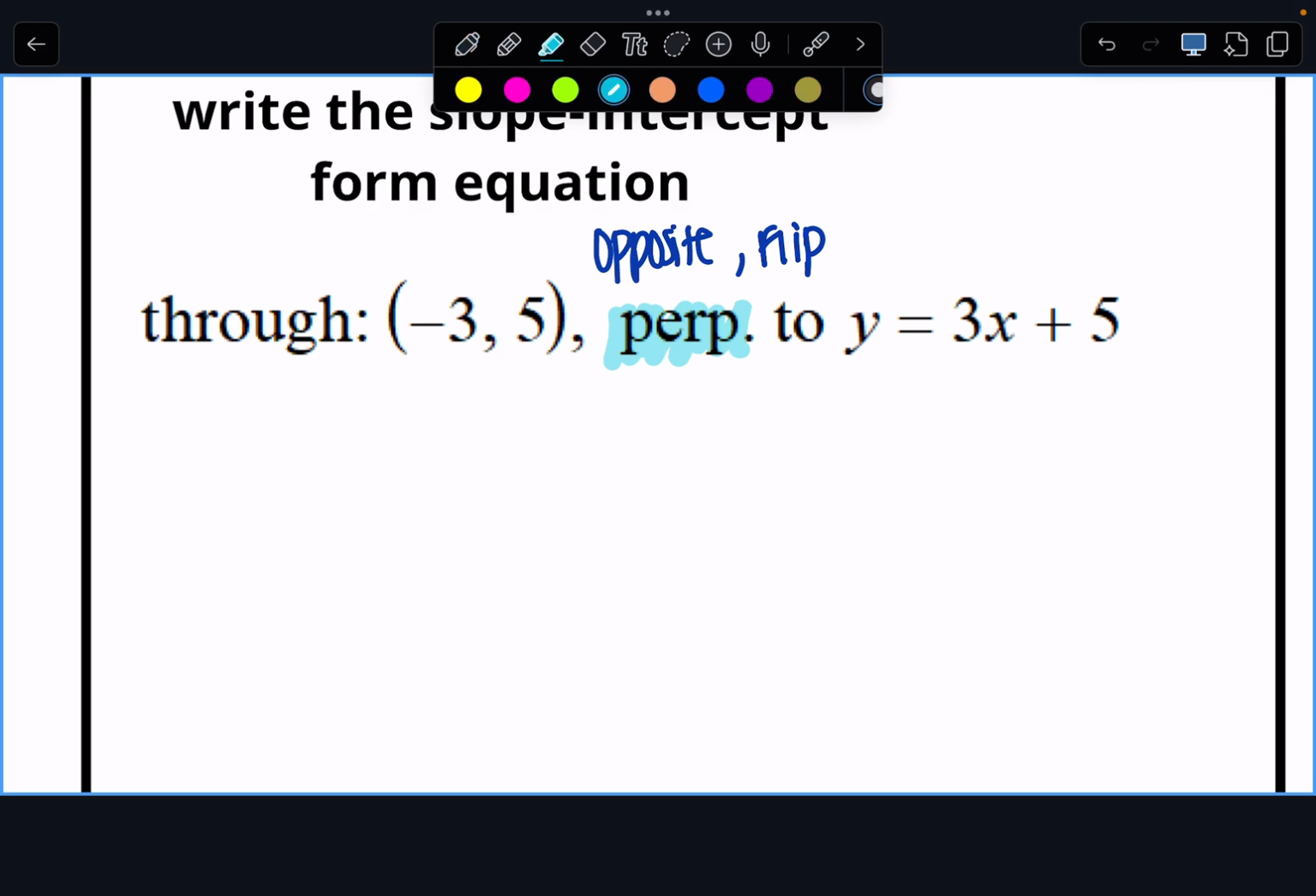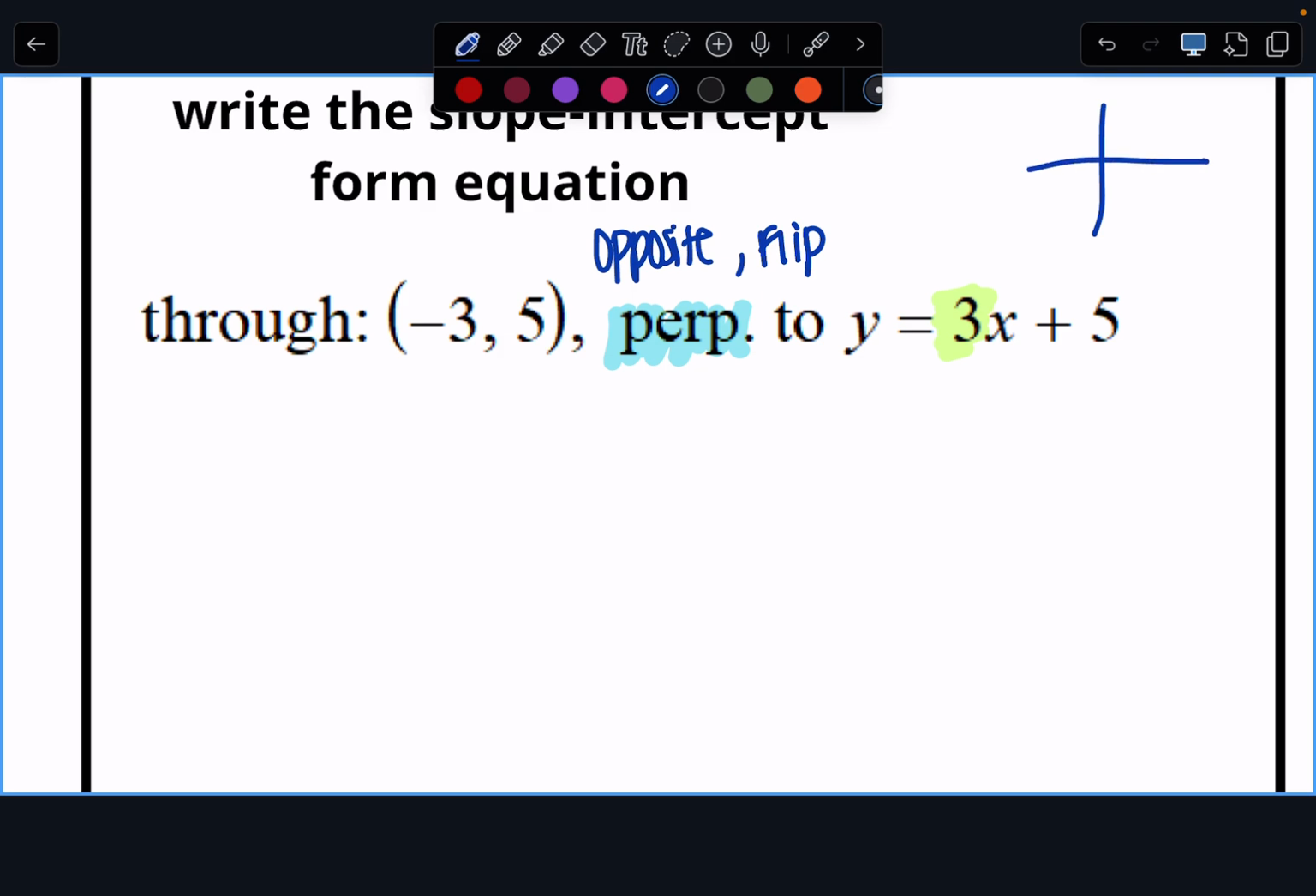Okay, so let's find the slope of the first line. So what is the slope of my original line? 3. I do not want to use the same slope because this time I want my new line to be perpendicular, meaning that they are going to cross through like this.